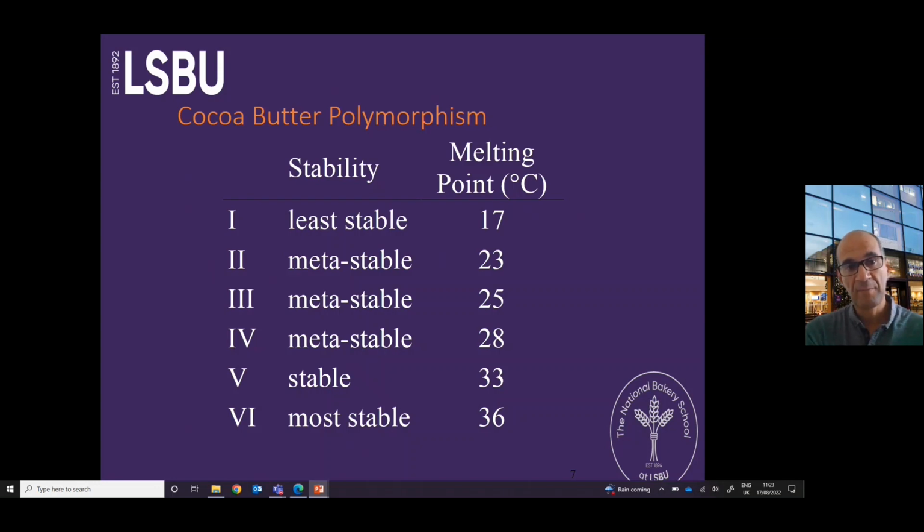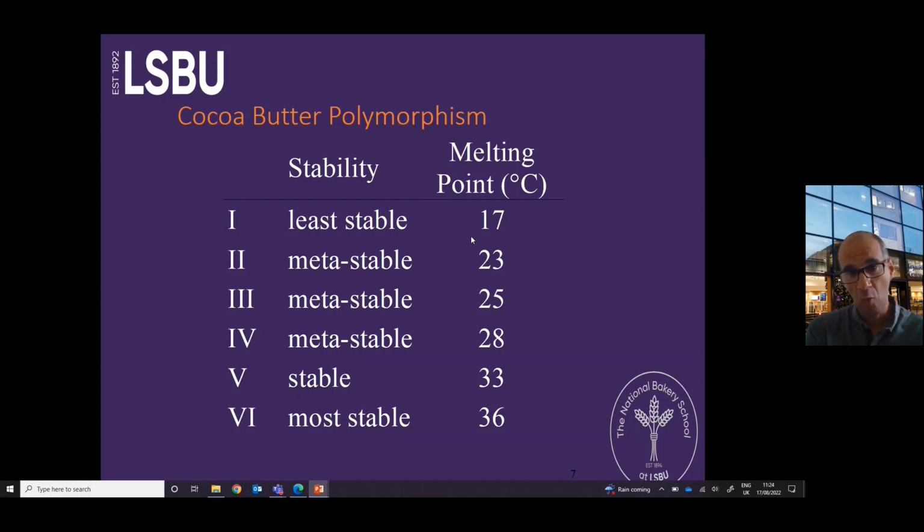So there are 6 different types of crystals, denoted 1 to 6. But the one we want is type 5, which melts at a temperature range around 33 degrees. It will depend on the other ingredients, specifically whether we have other fats present, maybe from the milk that is added. But it will be around 30 to 33 degrees.